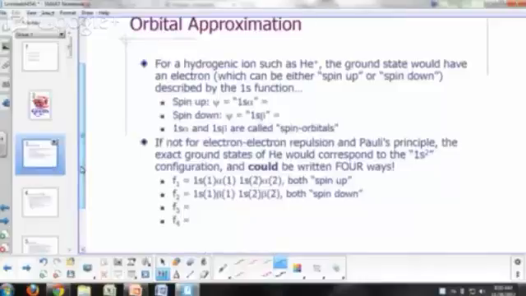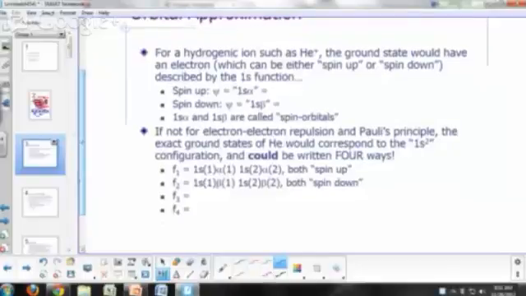All right. So because of that electron-electron repulsion term, we cannot separate the Hamiltonian into two parts affecting different variables. Okay. But before we get into that, let's just review the hydrogenic ion.